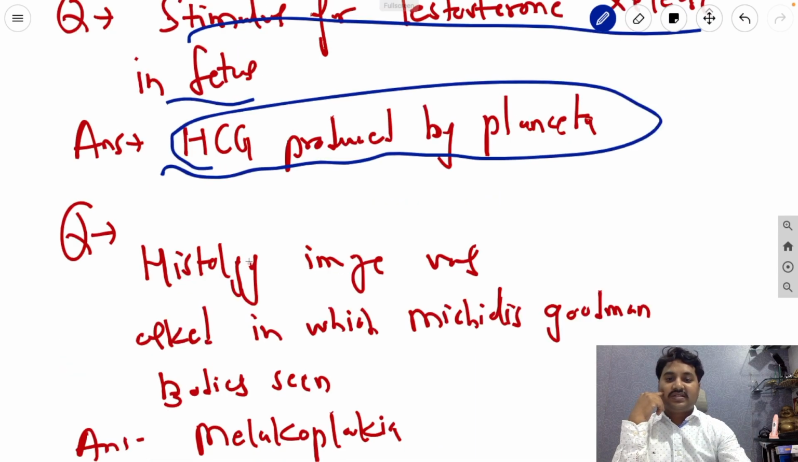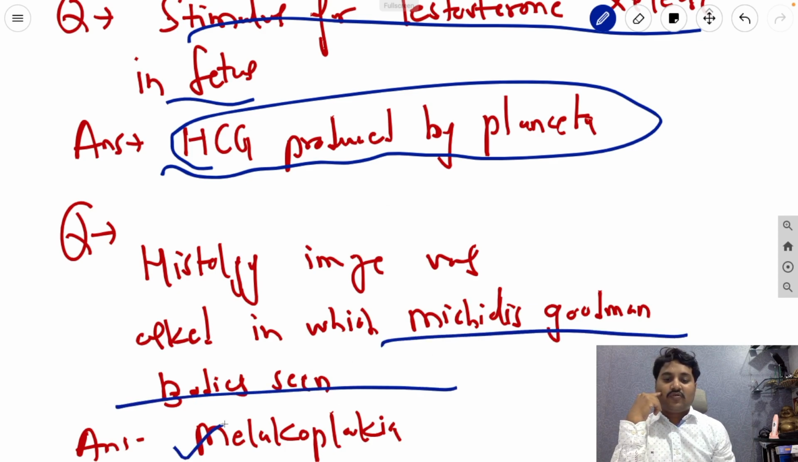Next question is a histology image, which was asked in the exam, in which Michaelis-Gutmann bodies are seen. The answer is malakoplakia.